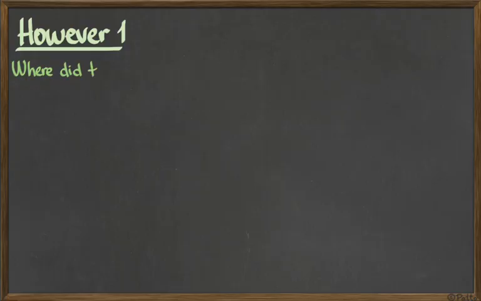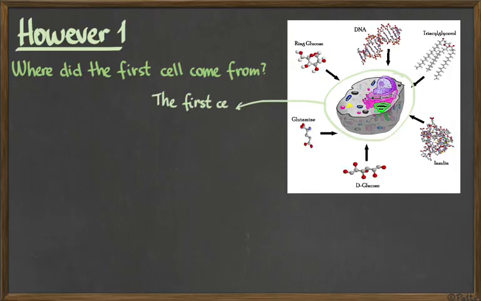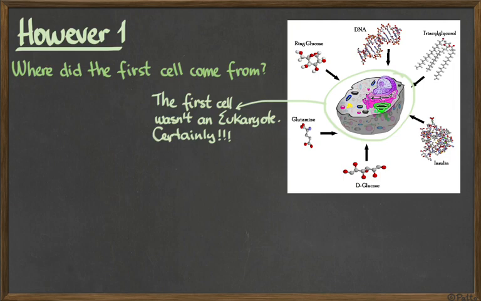Okay, how was the first cell made? Where did the first cell come from? So, first cells were definitely not an eukaryote. Eukaryotes are very complex. They have a nucleus, they have mitochondria, they have the endoplasmic reticulum, Golgi, all that stuff. So they are very, very, very complex. So certainly it wasn't an eukaryote.